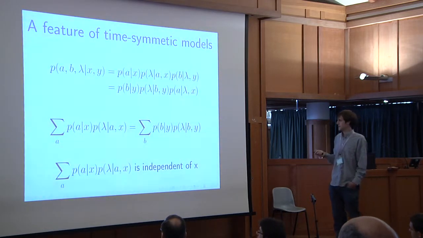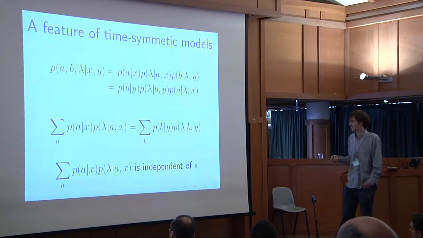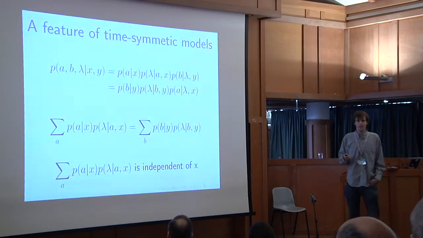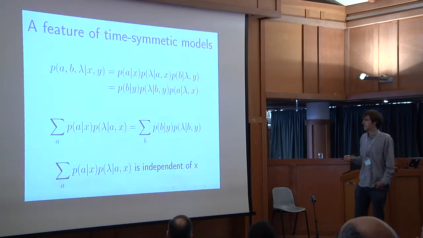And in particular, nothing over here depends on x, which means that from the assumption of time symmetry, we find that for any box x, the average distribution over the lambdas, when we average over all outcomes of the preparation, is independent of the box x we've chosen. And to connoisseurs of ontological models, this might look like a familiar assumption.